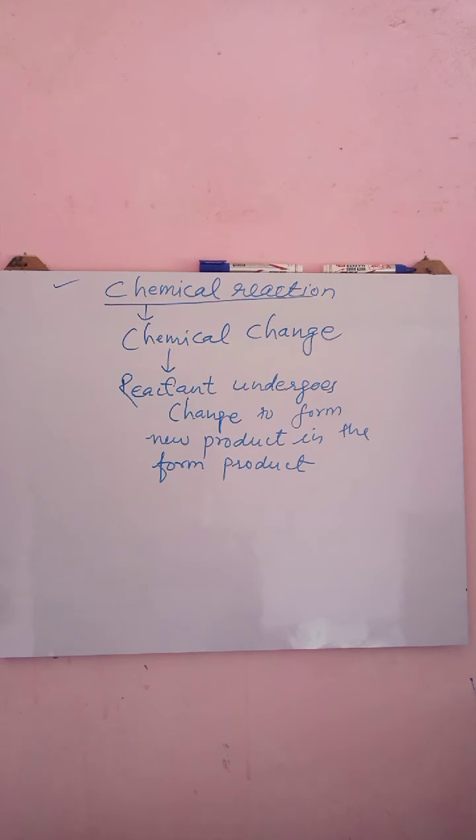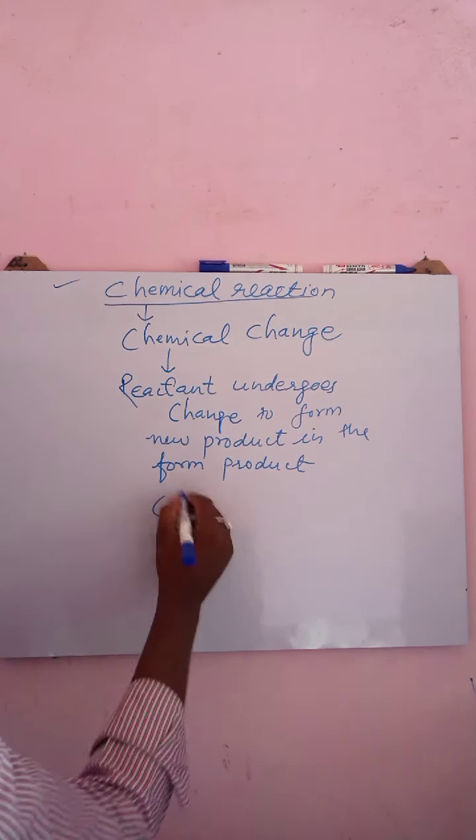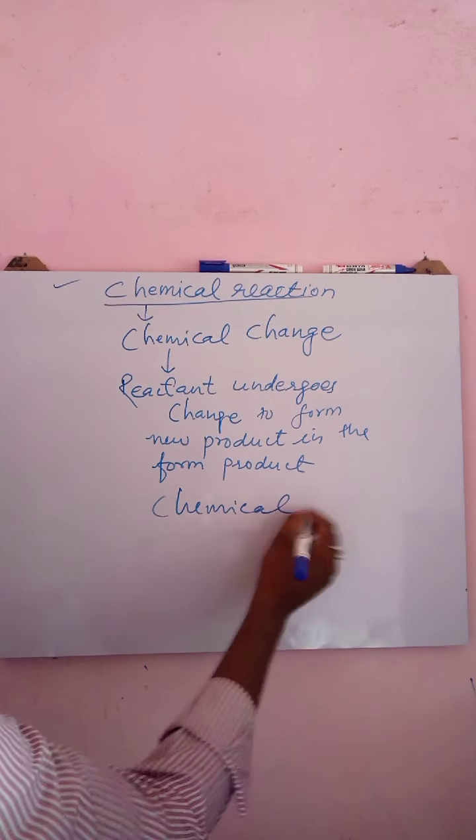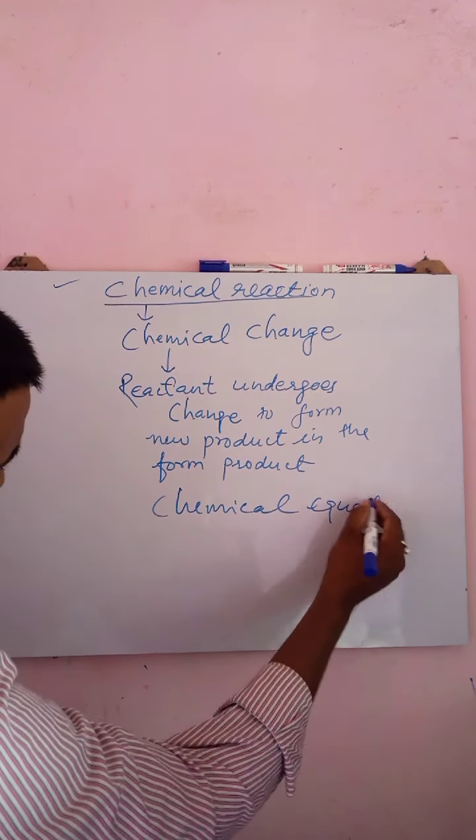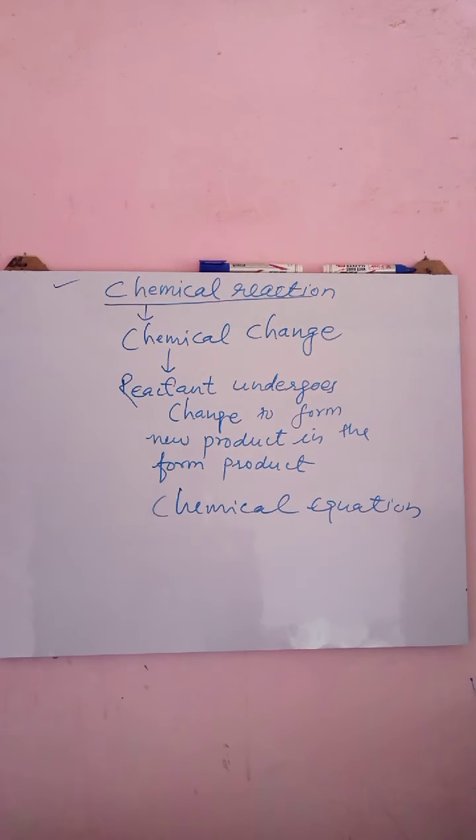One more term related to this is chemical equation. When we represent this chemical reaction or chemical change in terms of symbols and formulas, it is said to be a chemical equation. A chemical equation is a symbolic representation of a chemical reaction. We represent it with the help of the symbol of an element and the formula of a molecular compound.